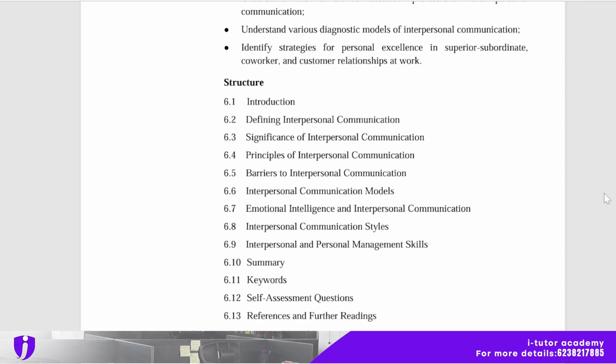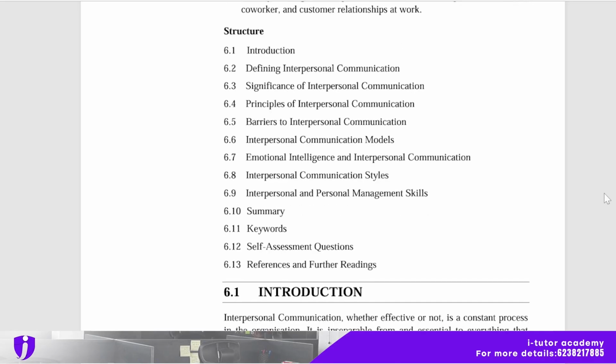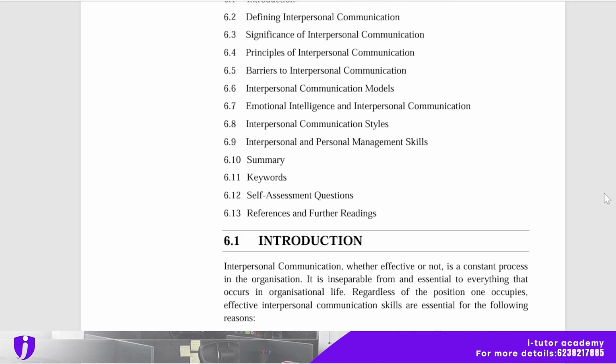The structure of this unit is: there is an introduction part and defining interpersonal communication, significance of interpersonal communication, principles of interpersonal communication, barriers to interpersonal communication. Interpersonal communication models are there: emotional intelligence and interpersonal communication styles, interpersonal and personal management skills. Summary of this unit is here, keyword section and self-assessment questions also here.